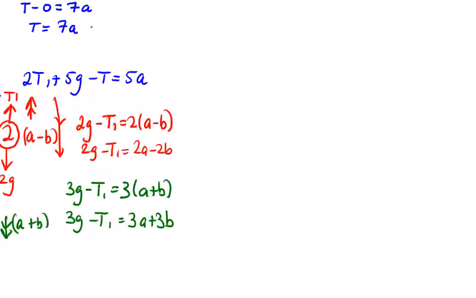So straight away I can replace t with 7a. That will eliminate t. So 2t1 plus 5g minus 7a is equal to 5a. So I'll just write equals 12a. So that's getting rid of t.